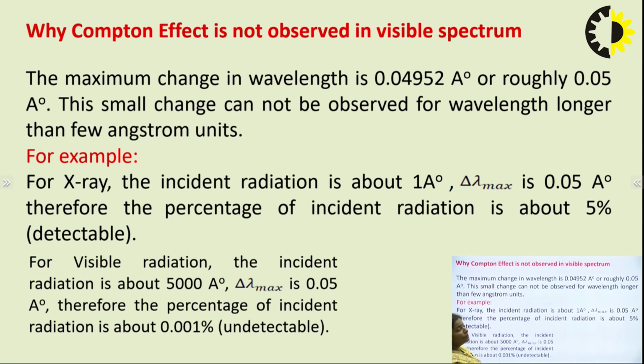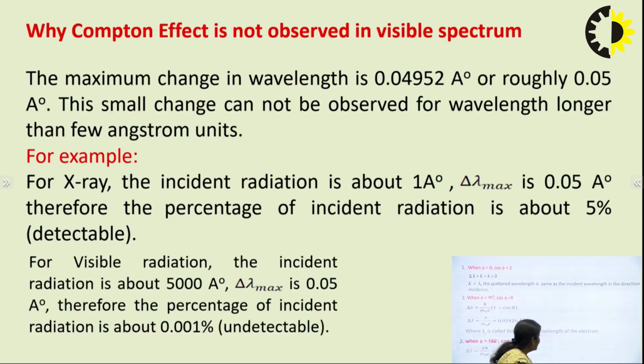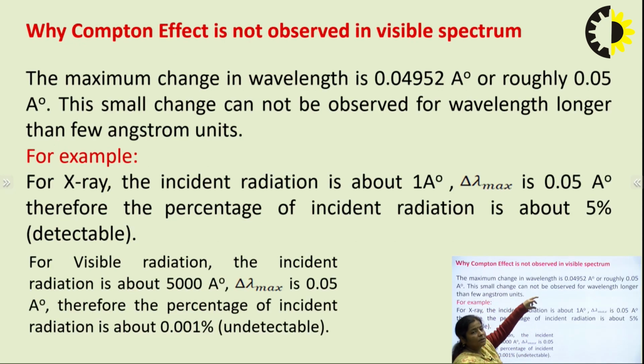Now there is an interesting question: why is the Compton effect not observed in the visible spectrum? The reason depends on the wavelength only, as we can see here. For the maximum value of the angle, phi equal to 180, delta lambda is 0.04952. So this is the maximum shift it can give.